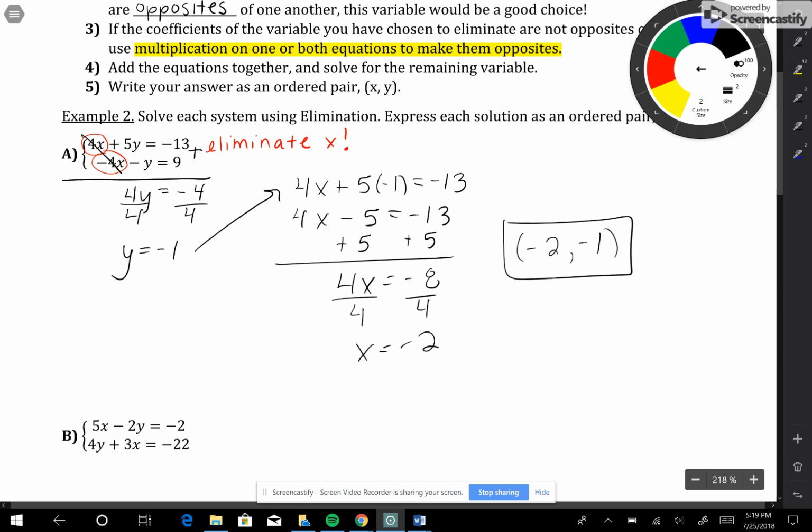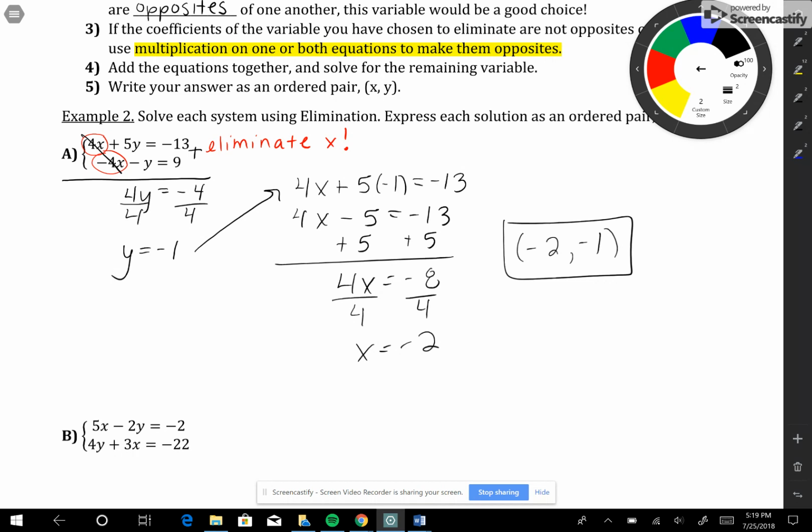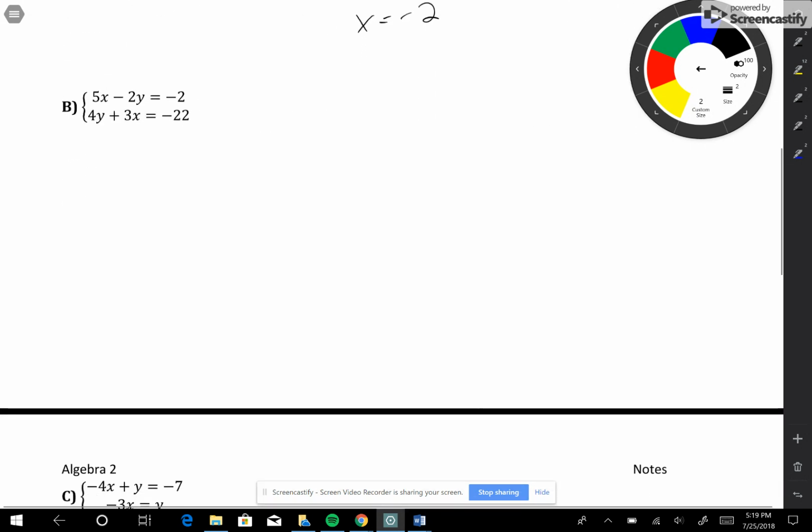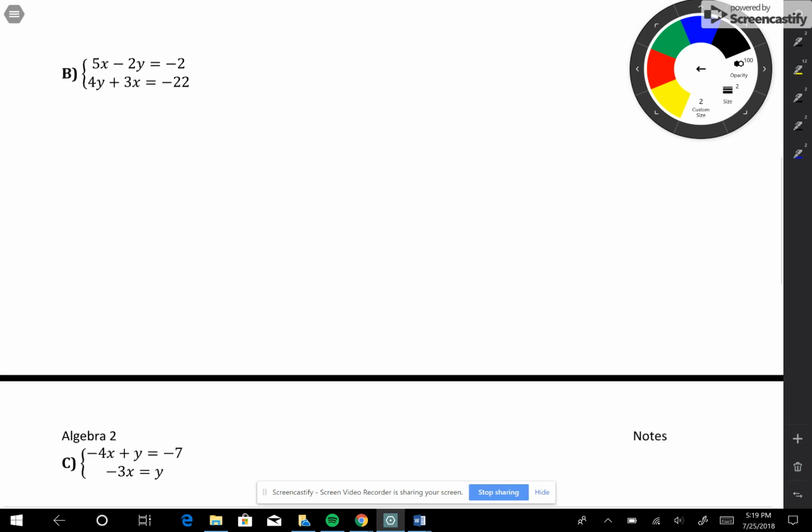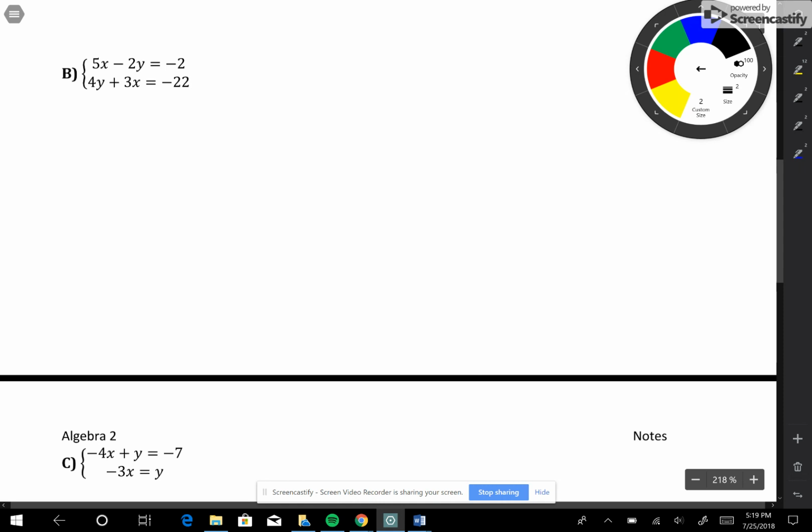All right, that example already had opposite coefficients, so that was a pretty good one to use elimination on. Let's look at example B. Here in B, remember our first step: ensure that both equations are in standard form. So we want our x term first, then our y term, and then our constant on the other side of the equal sign. Our first equation is good. 5x minus 2y equals negative 2.